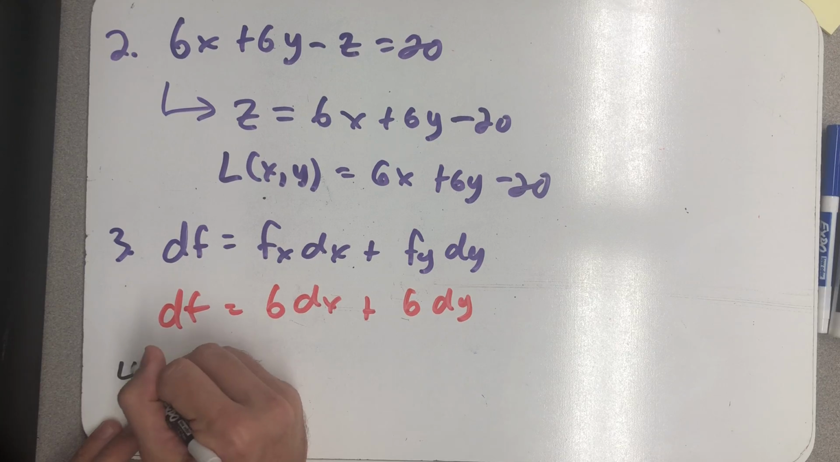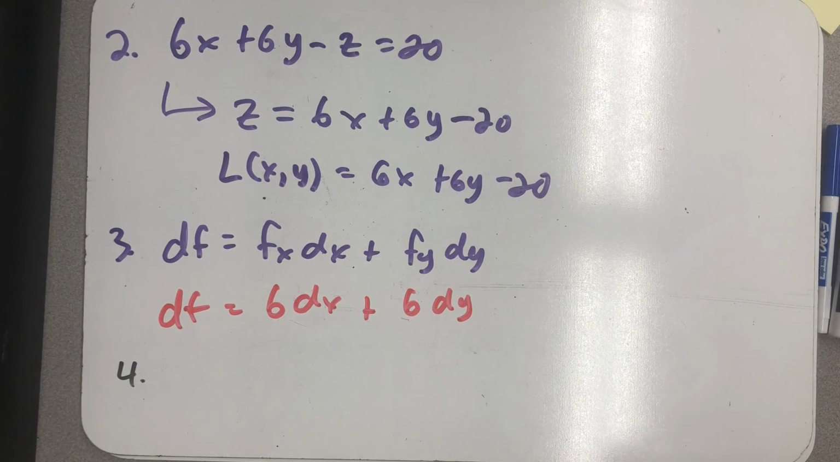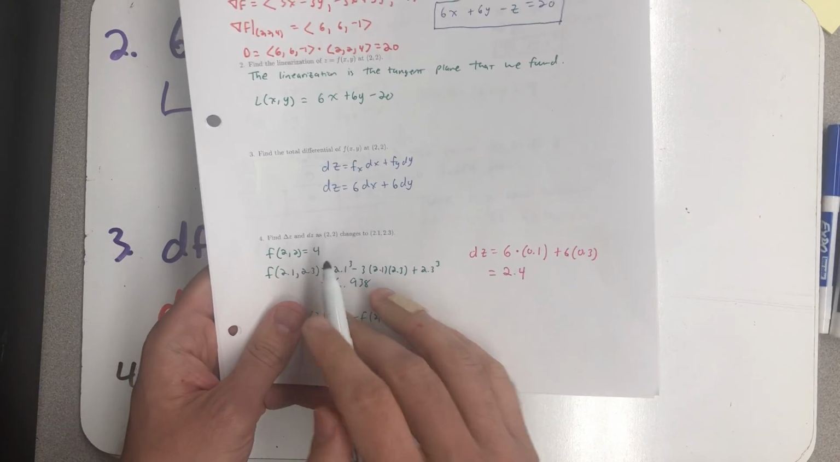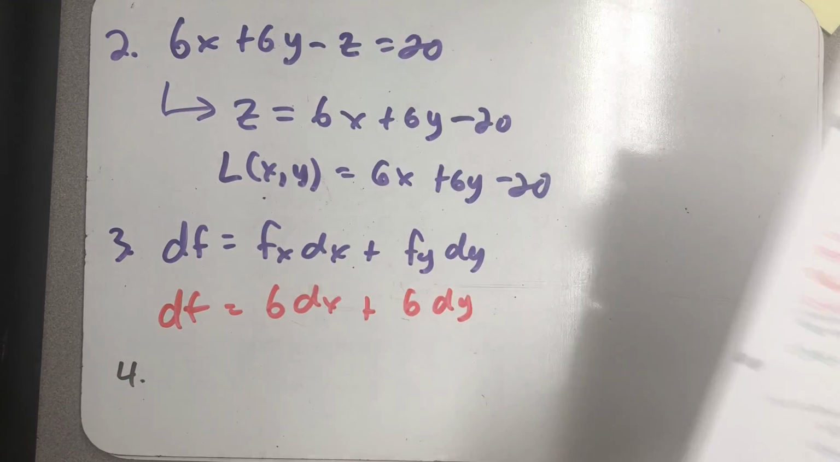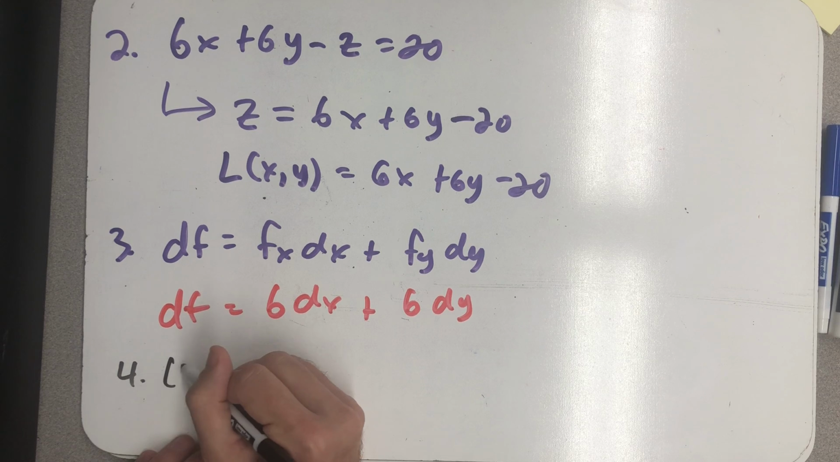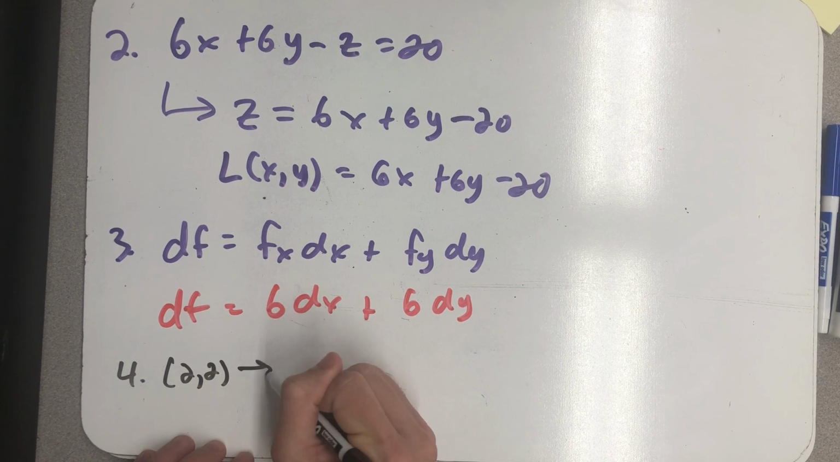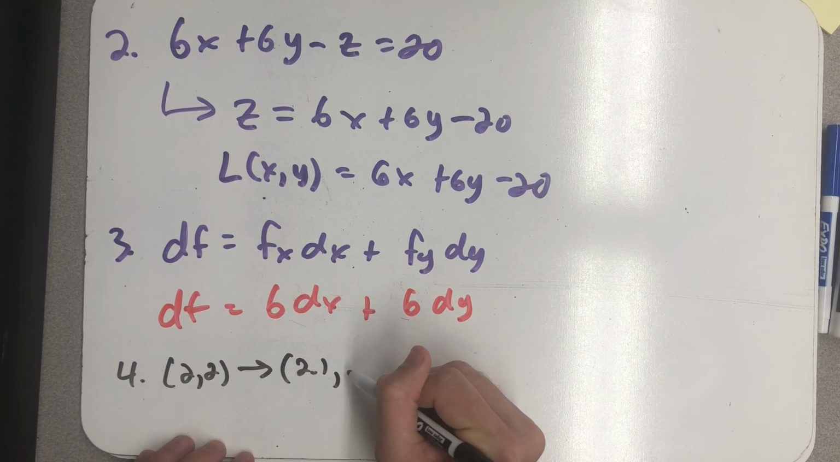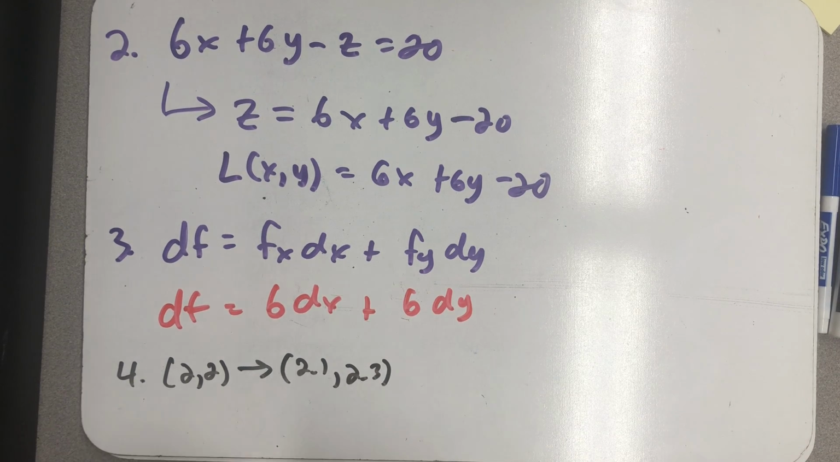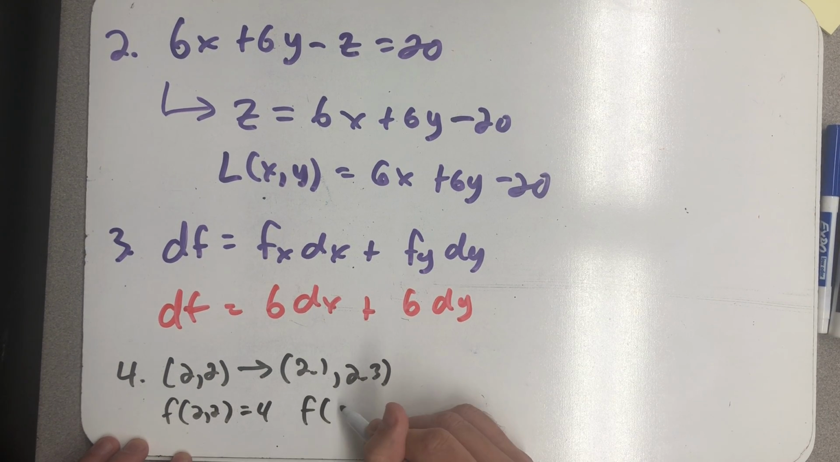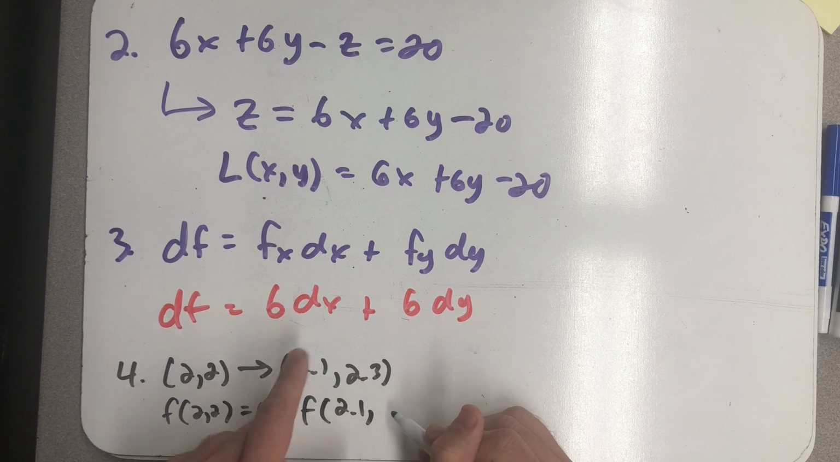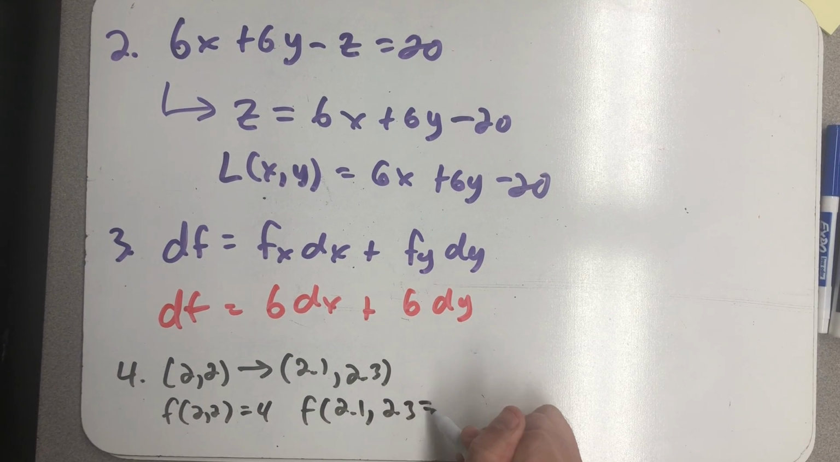Finally, number 4 asks me to find delta z and dz as the point 2, 2 changes to the point 2.1, 2.3 in the domain. So my point goes from being 2, 2 to being 2.1, 2.3. Well, delta z is easy to calculate. I just need the 2 z values. Well, I know that f of 2, 2 is 4. So now I just need to plug in 2.1 and 2.3 to the original function.